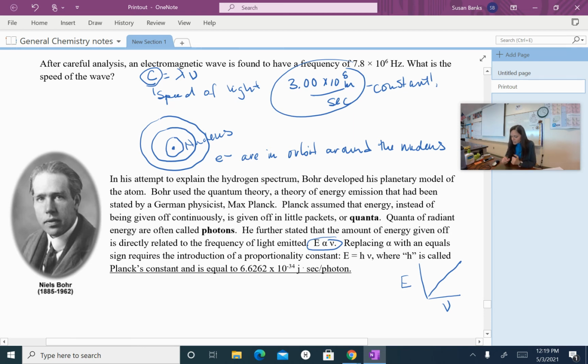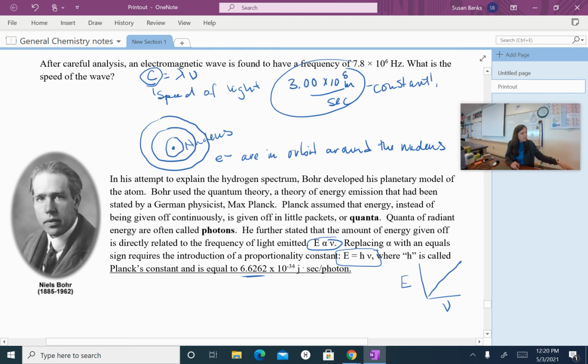Replacing that proportionality sign with an equal sign means that we have to use a constant, a proportionality constant. So we use this equation where energy is equal to Planck's constant times the frequency. And Planck's constant is this, 6.6262 times 10 to the negative 34 joules times second per photon.